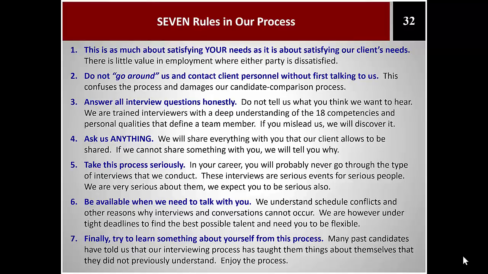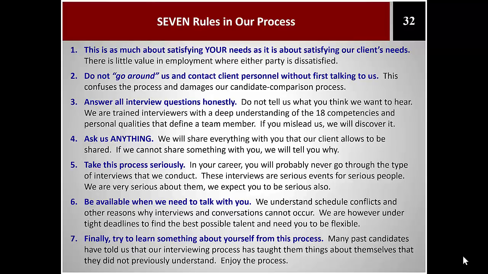Fourth rule, ask us anything. As your recruiters, we're also your advocates. It's a weird role, I understand that. But we'll share everything about our client that we can that they've allowed us to share, which is almost always everything. If we can't share something with you, we'll tell you what it is and we'll tell you why we can't tell you.